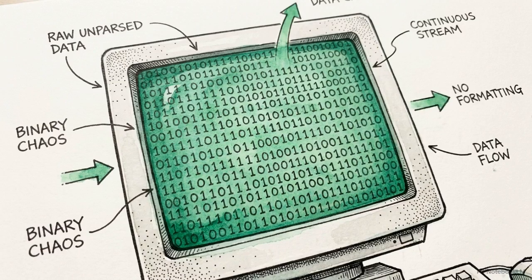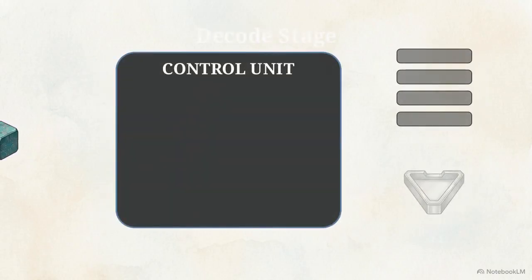Once fetched, a string of ones and zeros is useless on its own. It has to be systematically parsed. This initiates the decode stage. The incoming binary enters the control unit, the CPU's central orchestrator.